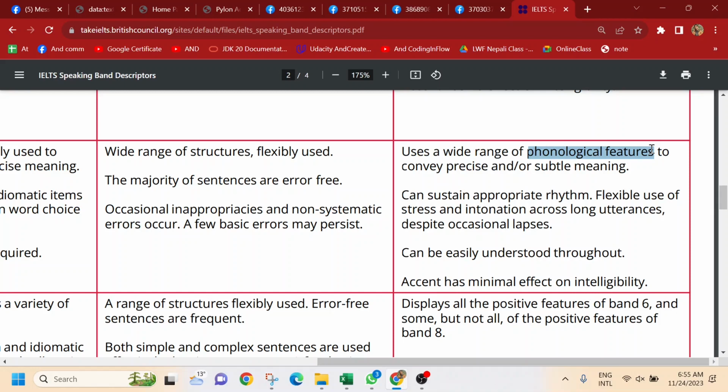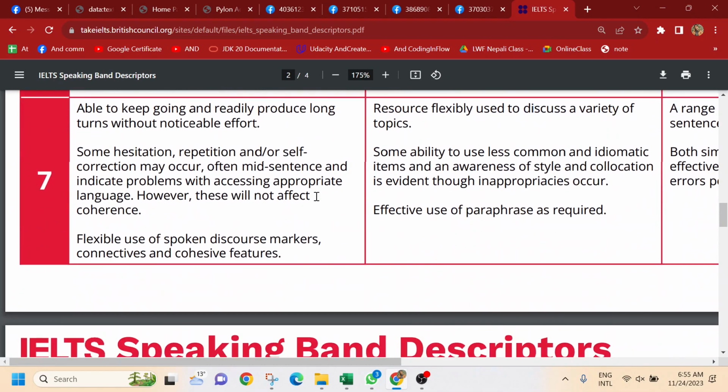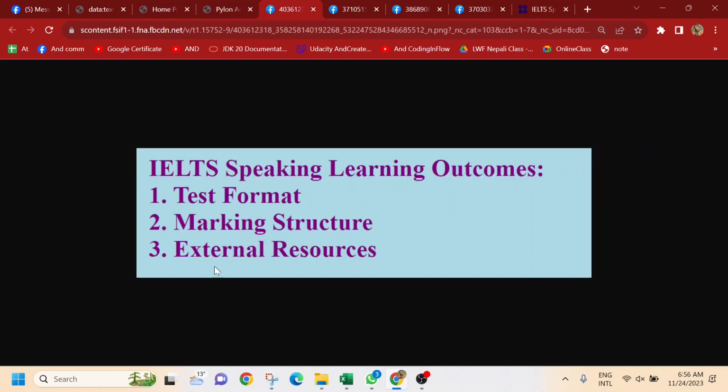The next thing is watch English series and mimic them, so they will help you to identify lots of words which you have been speaking in a wrong way. So that being the marking structure of band 7. Now we are moving towards the external resources.